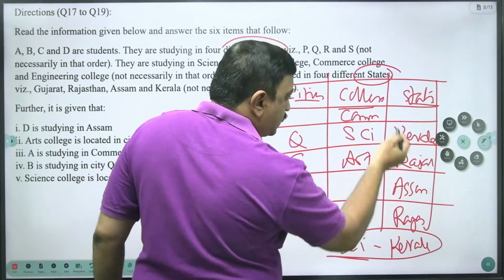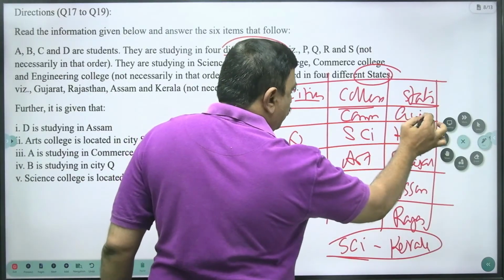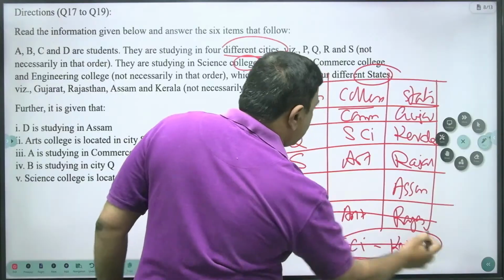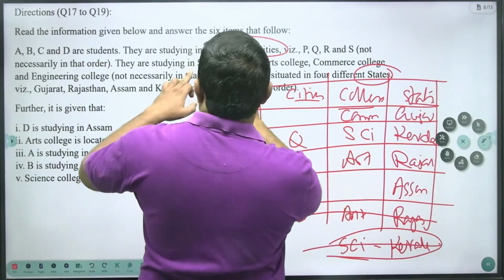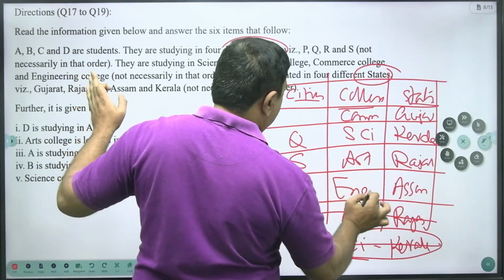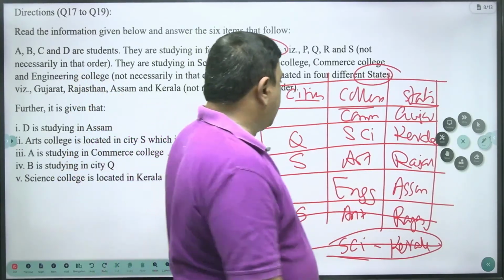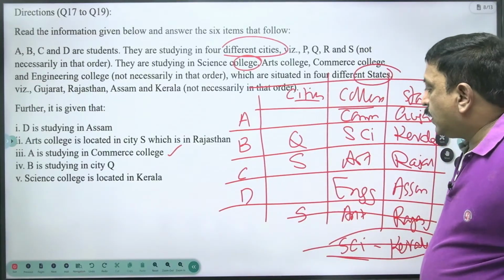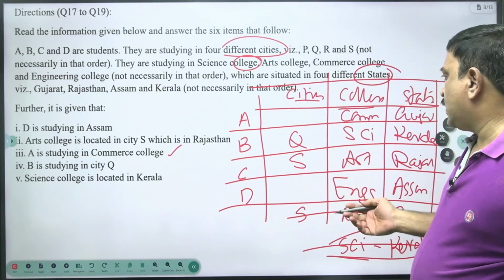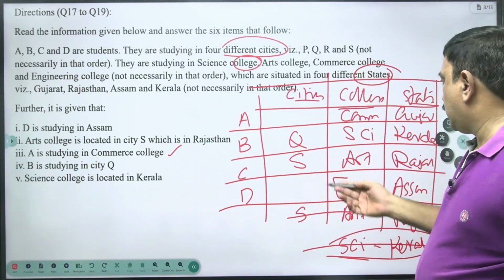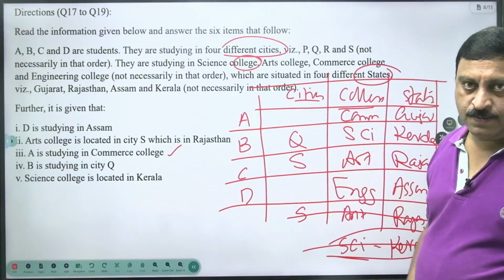The rest should be Gujarat, and whatever else, this is over. So you remove this one. Commerce, Science, Arts. What are the rest of them? Engineering. Engineering should be here. And what about the other thing? Can we go with A and D? There is a PQRS. Can we confirm that one? We can't confirm that one, right?